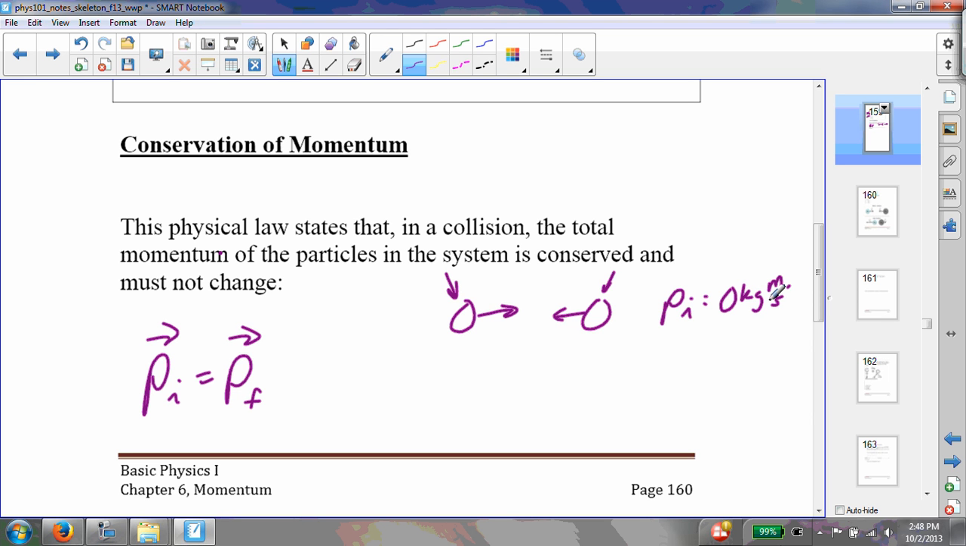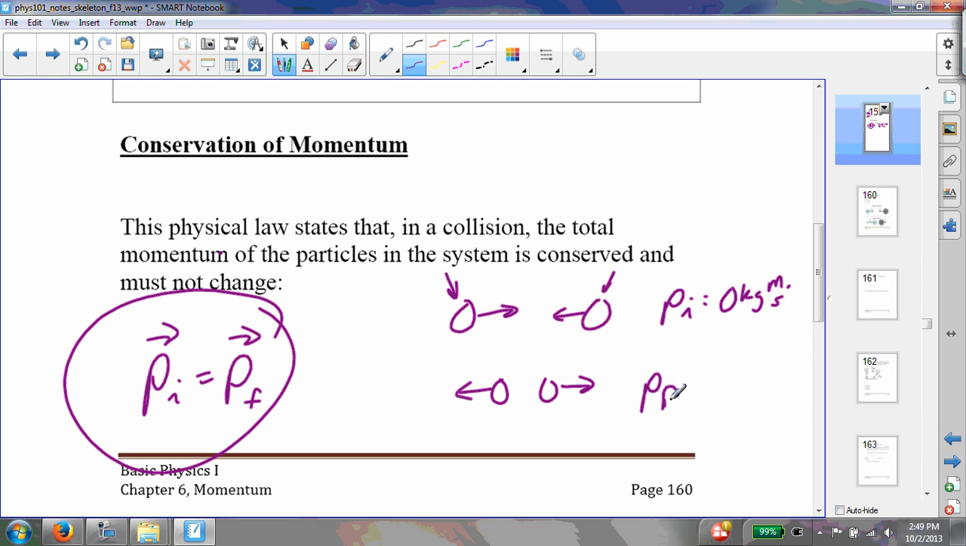Now, if they collide, as they will, and then go in opposite directions, the final momentum must be 0. So their velocities must be such that their final momentum is 0 because of this conservation of momentum. Since my initial momentum is 0, my final momentum must also be 0. So in this case, they're going to collide and rebound with velocities that are equal but opposite.